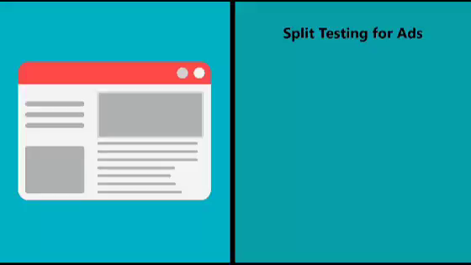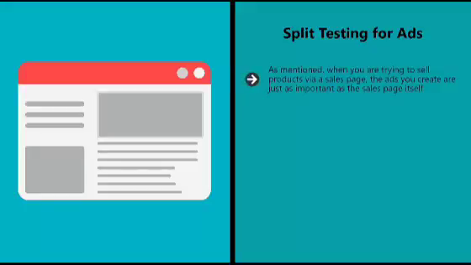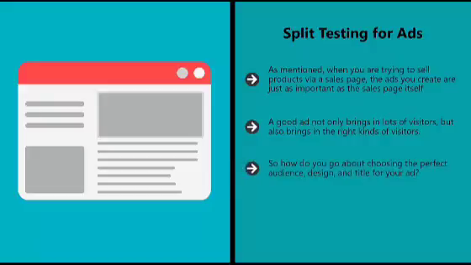Split testing for ads. As mentioned, when you are trying to sell products via a sales page, the ads you create are just as important as the sales page itself. In other words, you need to make sure that when someone lands on your page, they are going to find something that interests them. A good ad not only brings in a lot of visitors, but also brings in the right kinds of visitors. So how do you go about choosing the perfect audience, design, and title for your ad? One answer is to use something called AdWords experiments, which are offered by Google itself by default.